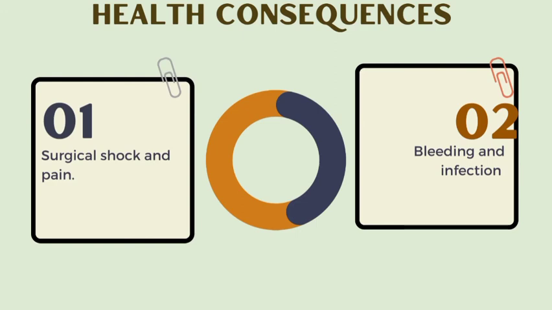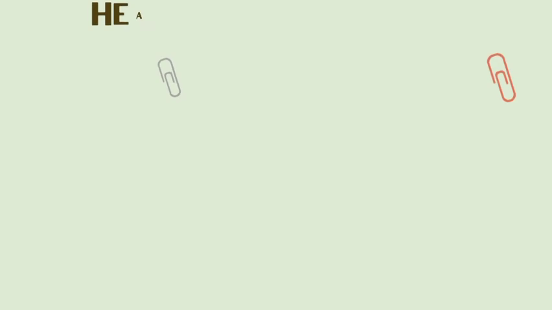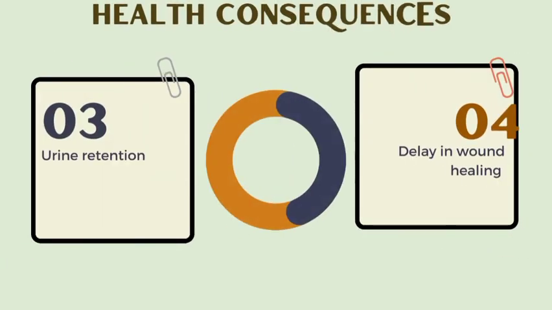The first one is surgical shock or pain. The surgical shock or pain that the victim gets during this process is great, as when these things are being performed, they do not use anesthesia on the people. Aside from that, there is bleeding and infection. You see, the victim bleeds a lot and in the process can be contaminated with some infection or the other.